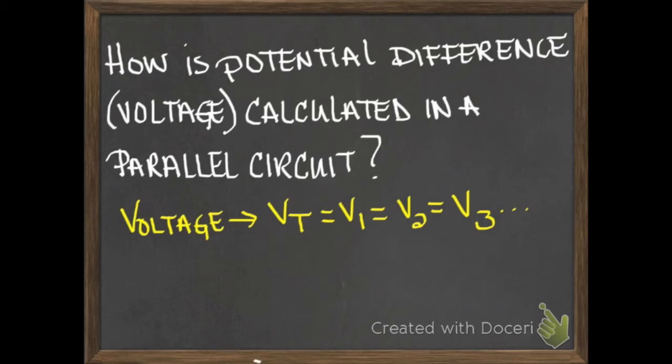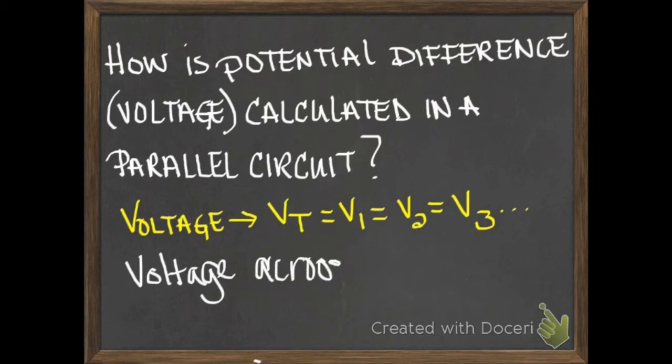And then finally, we need to talk about the potential difference, or the voltage. So the last question says, how is potential difference, or voltage, calculated in a parallel circuit? Well, this looks familiar because if I remember correctly, in a series circuit, the current was equal to each other. Well, in a parallel circuit, the voltage is equal to each other. So whatever VT is, all the other V's are going to be the same. So this tells us that the voltage, or the potential difference, across each resistor is the same.